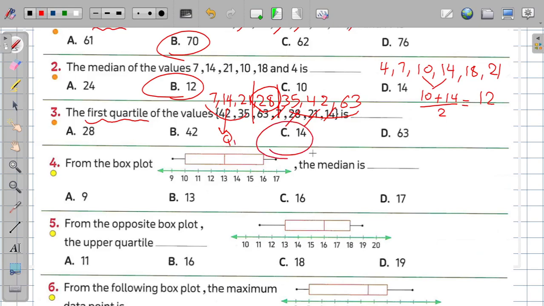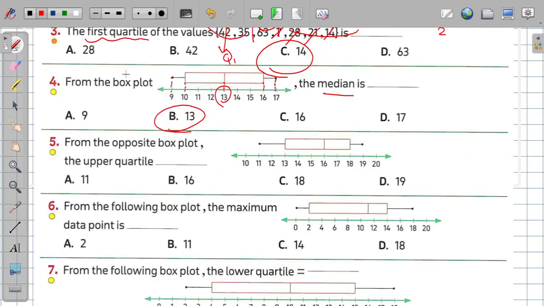So choice C. From the box plot, we have the minimum one here is 9. The first quartile is 10. The second quartile, or the median, is 13. The third quartile, or Q3, is 16. And the maximum one is 17. So I want the median. So the median is 13.